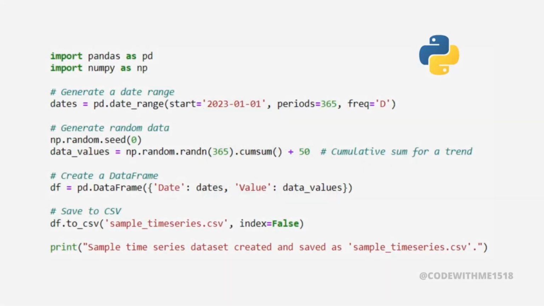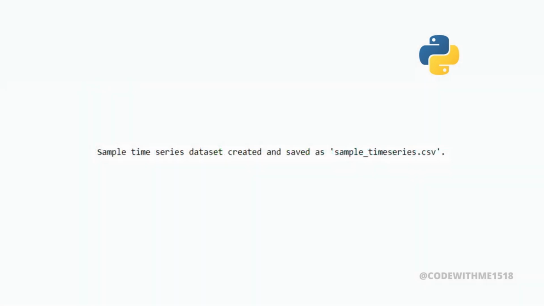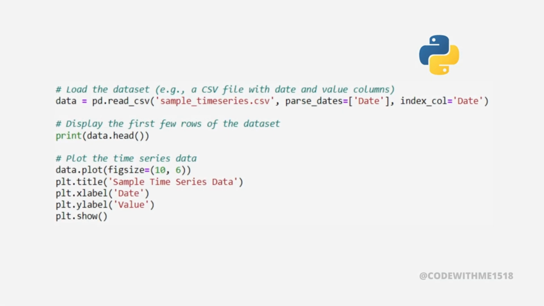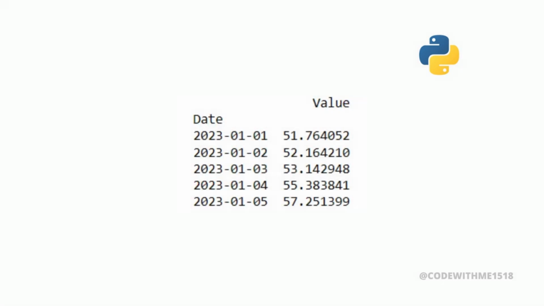You can generate a time series dataset in Python with random data. This code reads a time series dataset and plots it. Notice how easy it is to convert the date column into a date-time format and set it as the index.